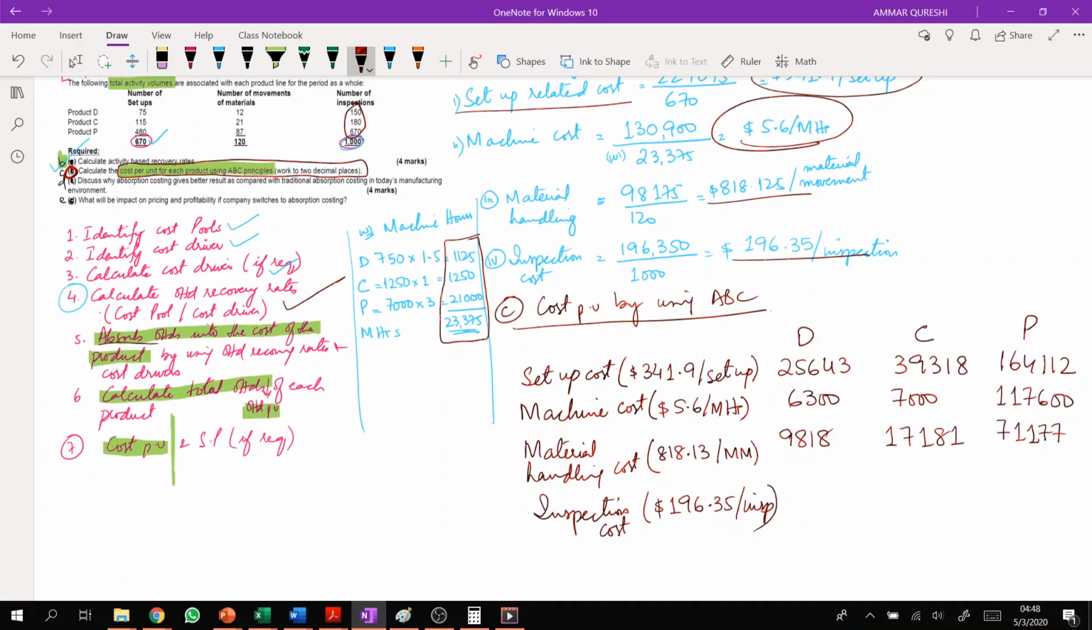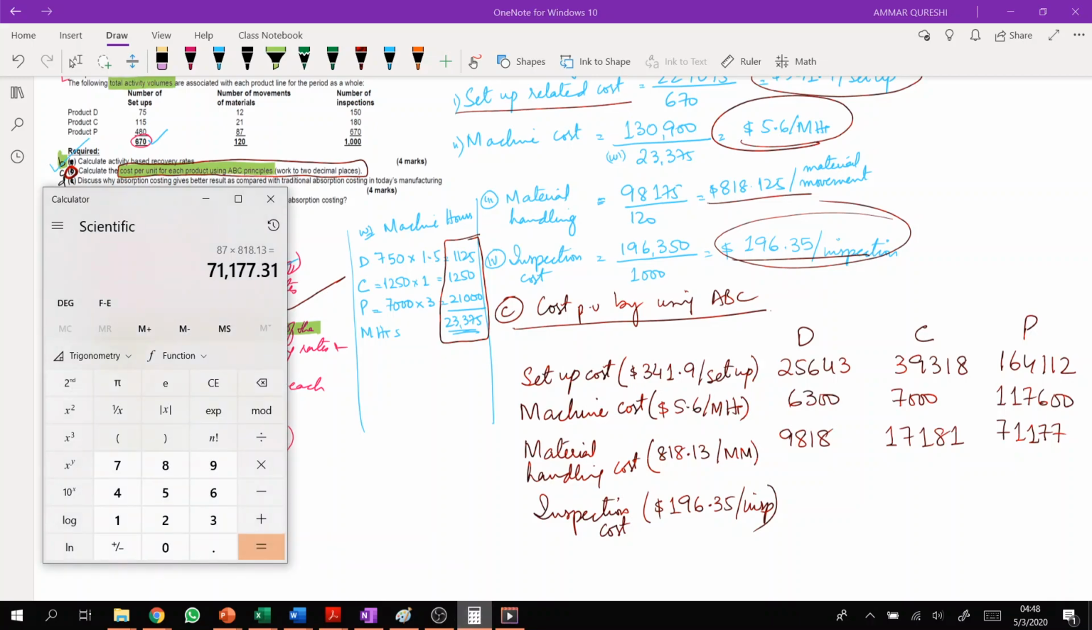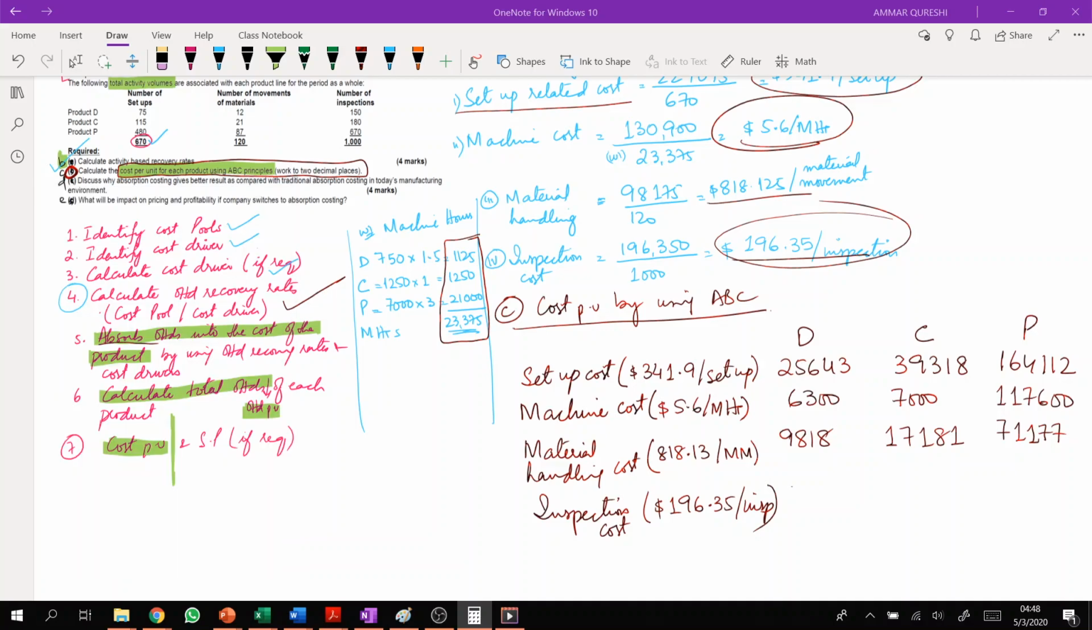71177, right? Inspection cost. Now what is inspection cost? Inspection cost is around 196.35 per inspection. So you'll need to multiply this with the number of inspections, and here are the number of inspections. The first inspection is around 150. So 196.35 multiplied by 150, it's 29453.